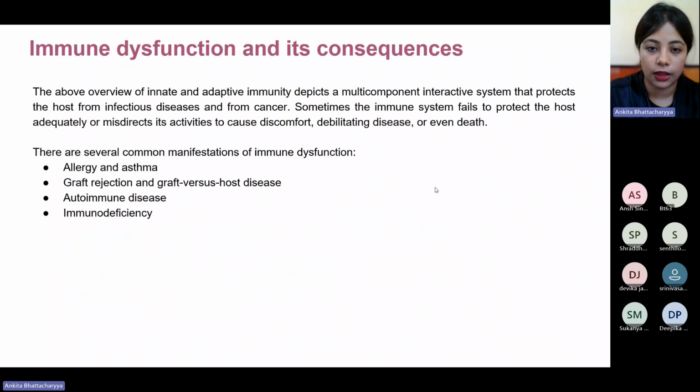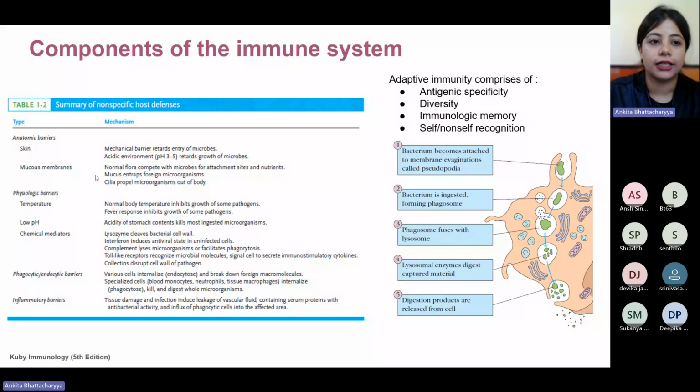Yeah. We had looked at the different types of barriers that exist, which were non-specific host defenses, such as the anatomic barrier: skin, mucous membrane, etc. The physiological barriers like temperature, low pH, chemical mediators, etc. And phagocytic, endocytic barriers, and finally the inflammatory barrier. So this was just an introduction into the topics that are getting covered in this week's lectures.